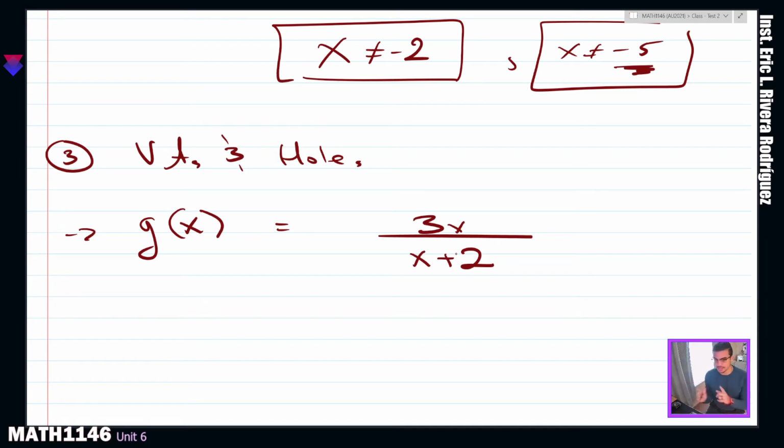Okay, and this is the tricky part, because you might think, well, then the domain is just, and the only restriction that we have here is -2. That's not true, because the original equation contains -5 as one restriction. This is just the simplified version. So what's gonna happen here?